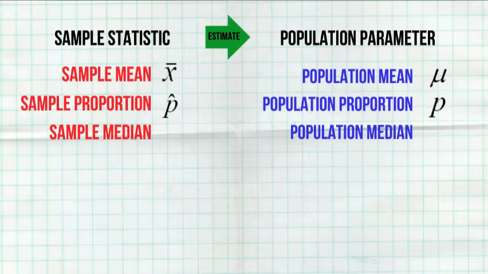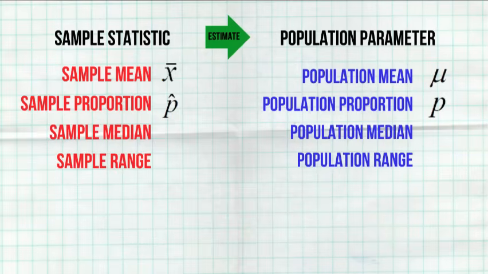Or a sample median, which, sorry, we don't have any fancy symbol for, a sample median would point us to what a population median is. And again, when we're working with medians, we just use the word median. We don't have any symbols for them. And then another example would be the sample range. We would really assume that a sample range would point us to the direction of what a population range is.